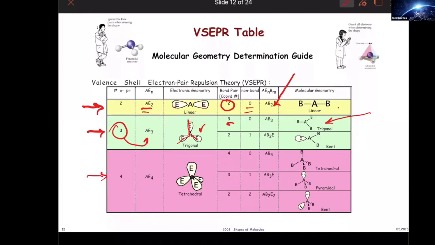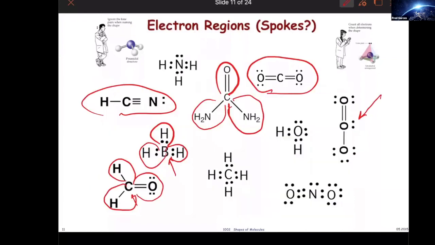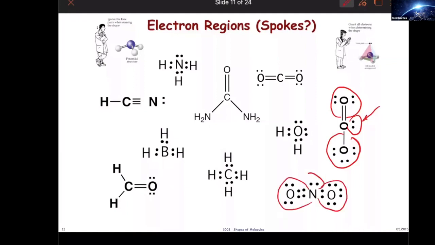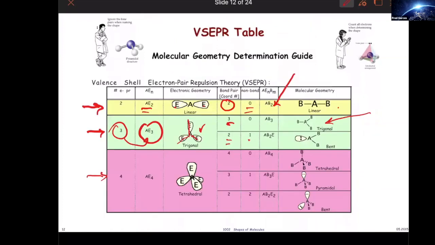Well, what happens if you've still got an AE3 system, 3 regions of electron density, but only 2 of them have bonded atoms, and then you have 1 lone pair? Well, let's go back. This is an example right here. Let me clear my slate. This is an example right here. There are 3 domains, but one of them is a lone pair. This is another example. There are 3 domains. One of them is a lone pair. So what is the geometry around that? Let's go over here. We've got a system code AB2E.